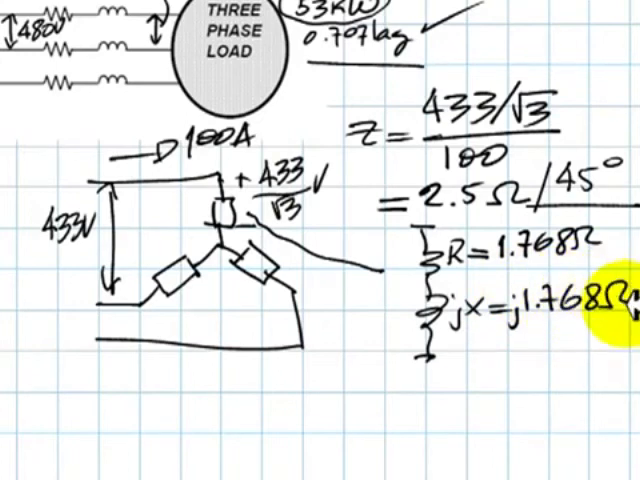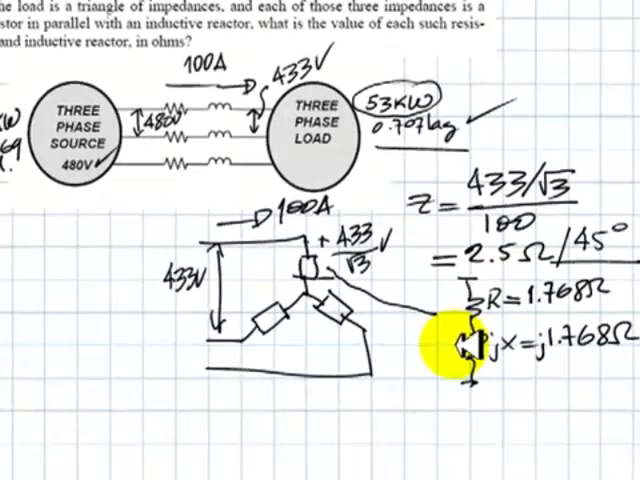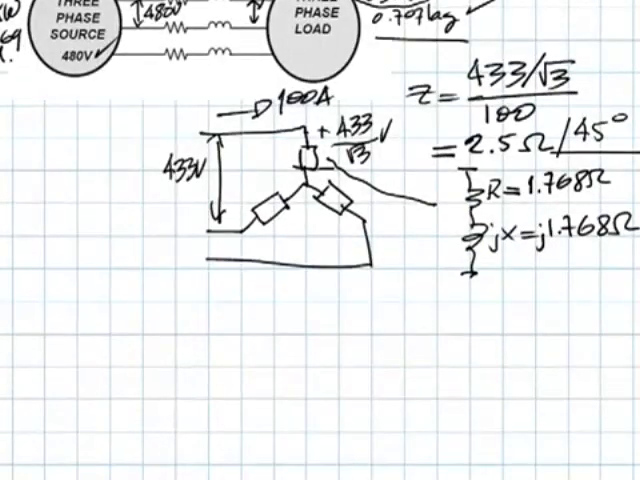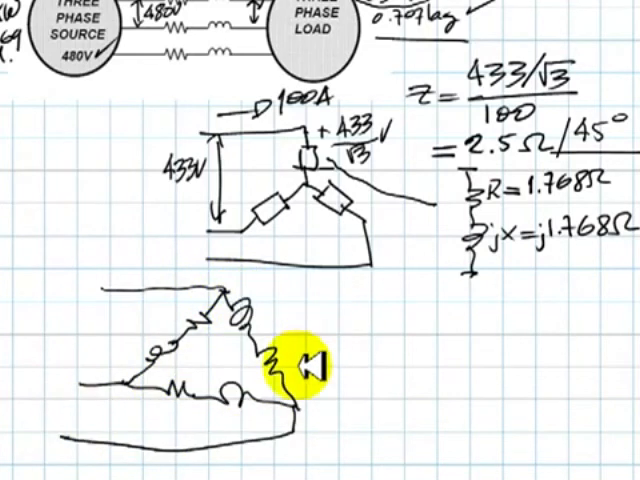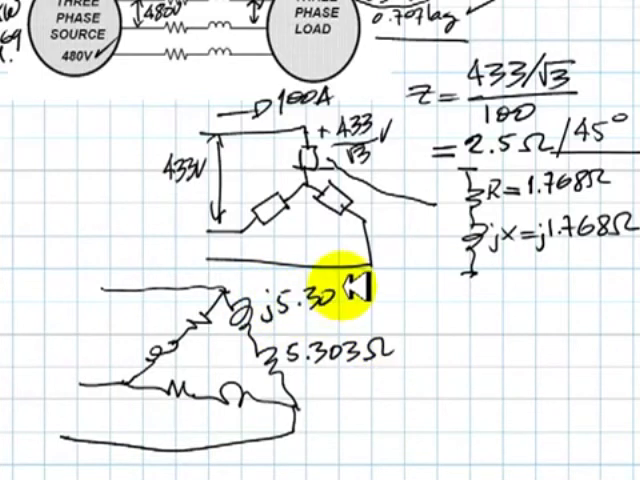But what we want is to represent each one of them in a delta. So let me roll the screen a little bit down. And we say, if this is represented as a delta, it would be three impedances like this, and like this. Those impedances have the values of these ones multiplied times 3. I just multiply them times 3 and write them here. That is 5.303 ohms and j5.303 ohms, and the same is true for each one of the other phases of that delta.